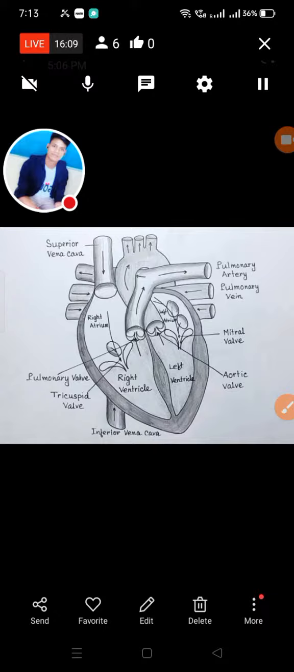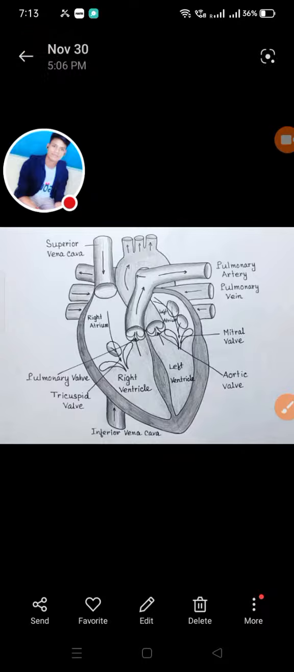Okay. So someone is asking which blood the pulmonary vein carries, sir? The pulmonary vein always carries the oxygenated blood, O2 blood. But the pulmonary arteries carry the deoxygenated blood. So this is the confusing question.